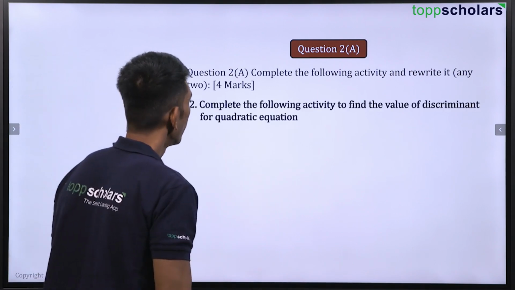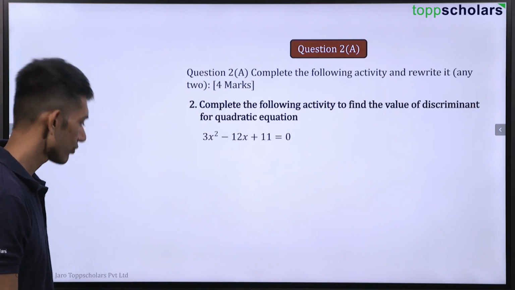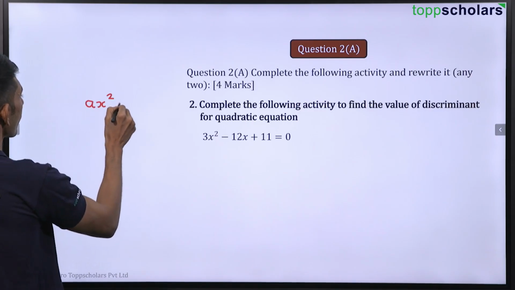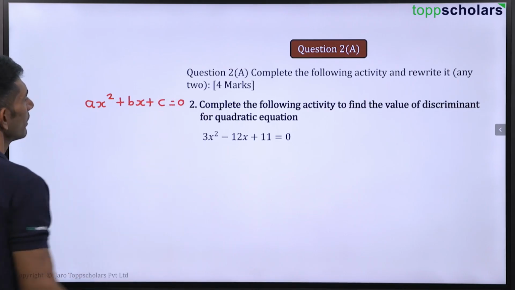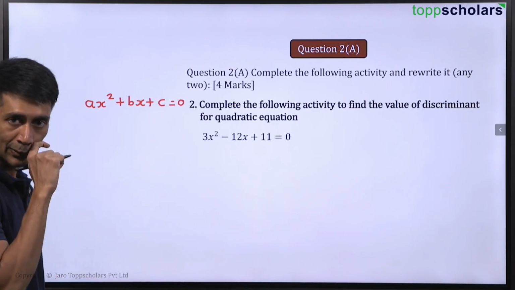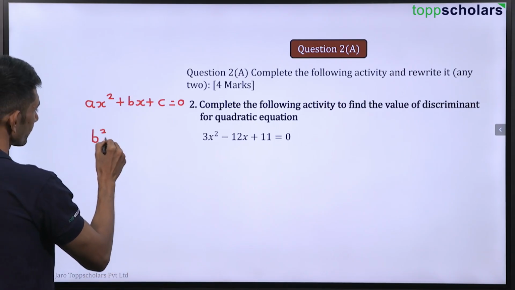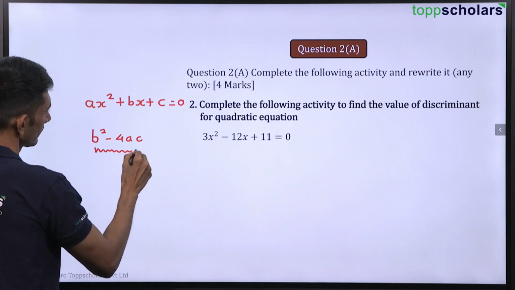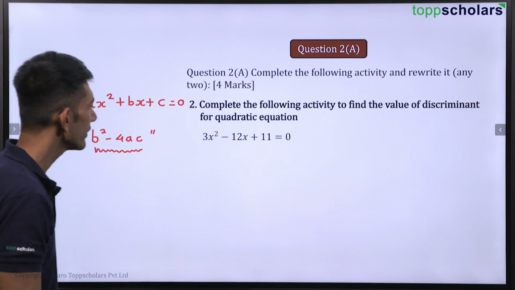Interesting question again. Complete the following activity to find out the value of the discriminant for a quadratic equation. Whenever we have a quadratic equation of the form ax square plus bx plus c is equal to 0, what is the value of discriminant? The value of b square minus 4ac defines the value of discriminant.